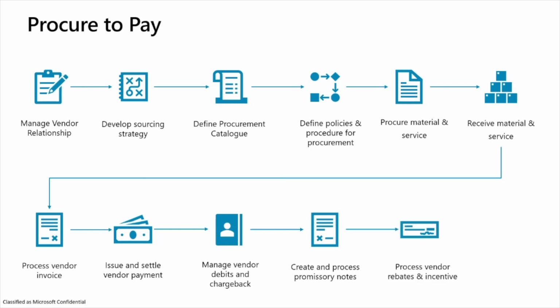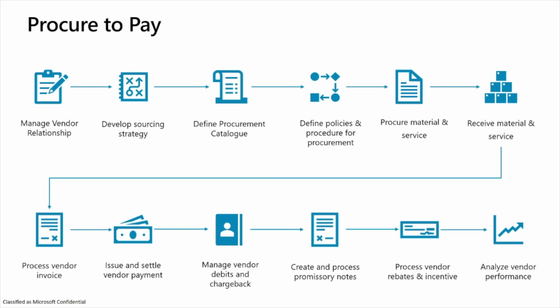Process vendor rebates and incentives. This business process area involves managing and tracking rebates and incentives offered by vendors. It also covers royalty and broker contract management, making sure that the organization receives the full benefit of these programs.